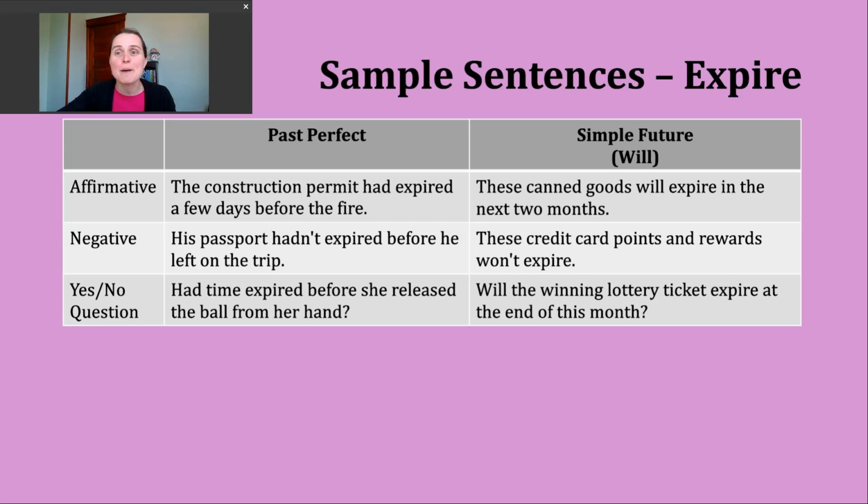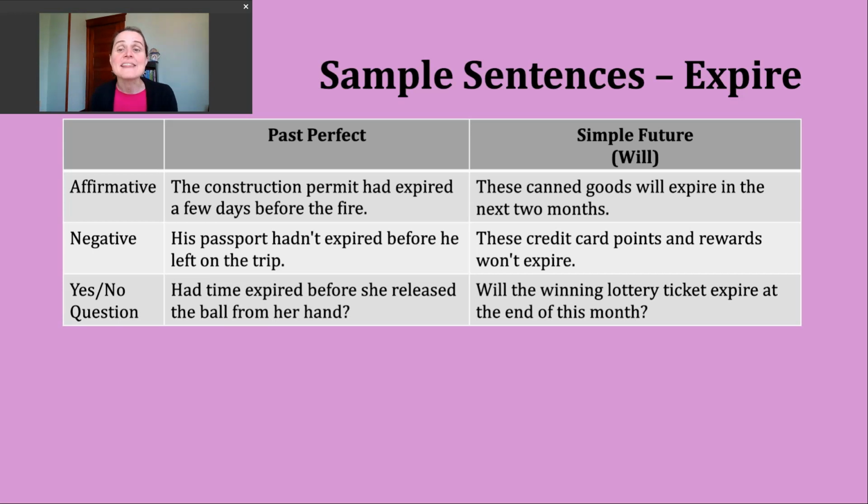And the nice thing about using will in the simple future is that our structure, our pattern for making a sentence, is going to stay the same no matter what our subject is. So we're going to have our subject, we're going to have will, and then the base verb. That's how I make a positive sentence or an affirmative sentence.